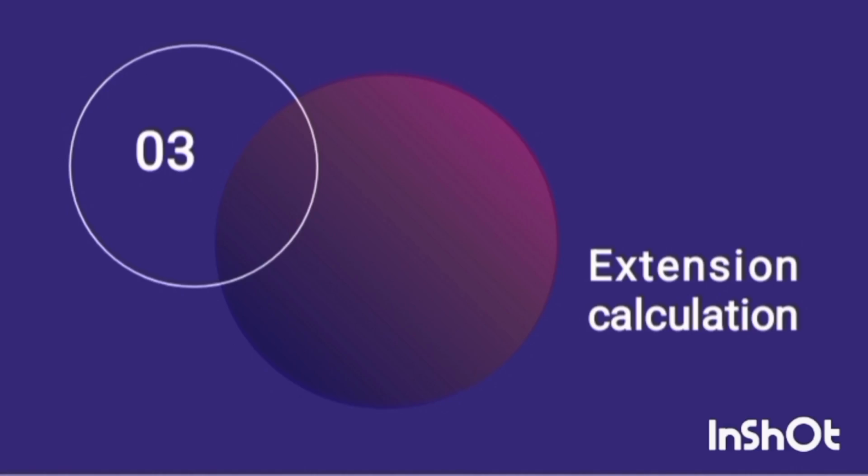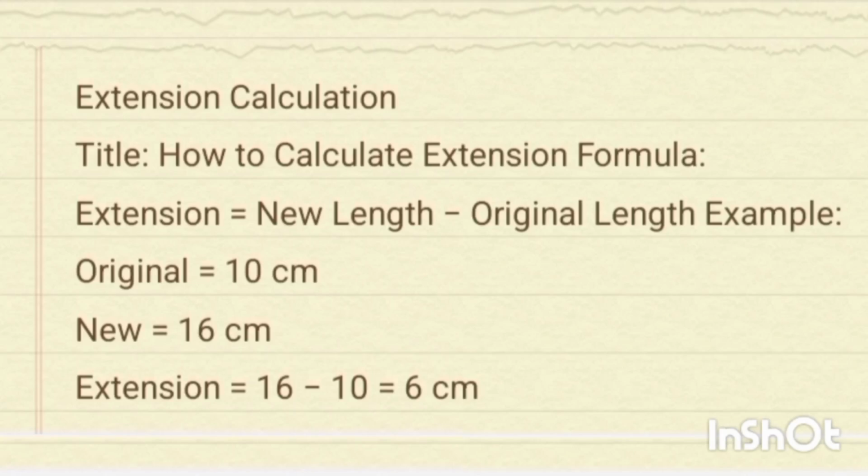In this example, we were given the original length as 10 centimeter and the new length, that is after the load has been applied on the spring, as 16 centimeter. To now get the extension, according to what we said earlier, extension is the difference between the original length and the new length.